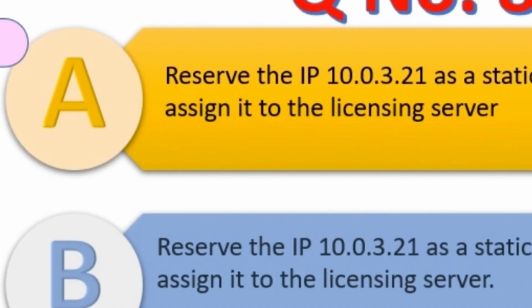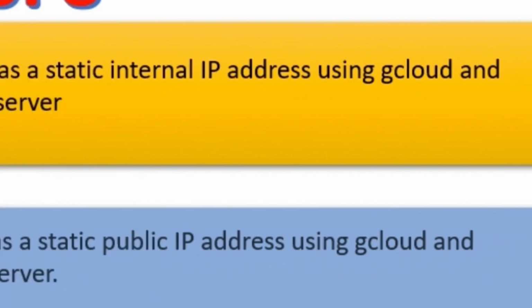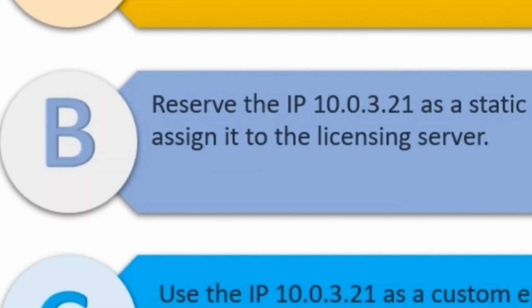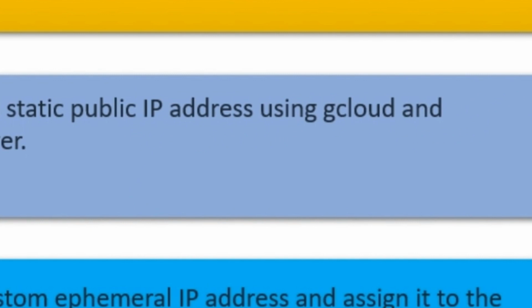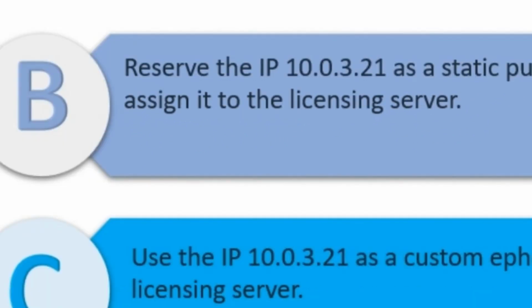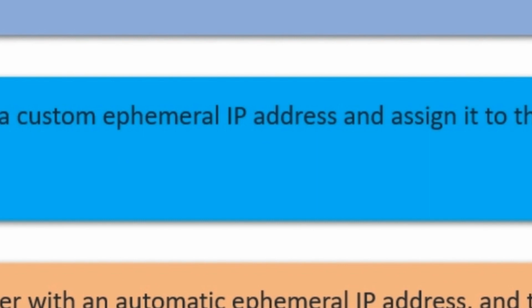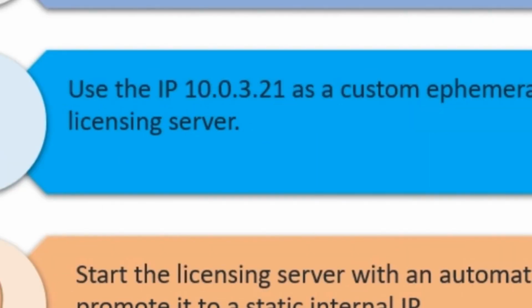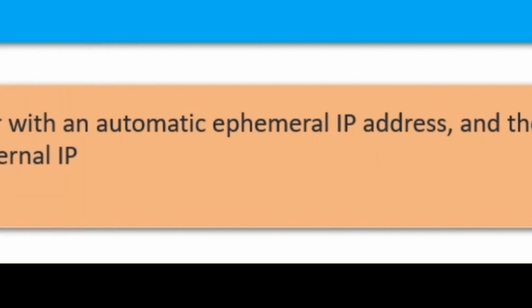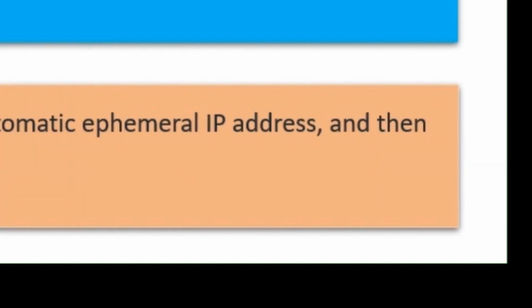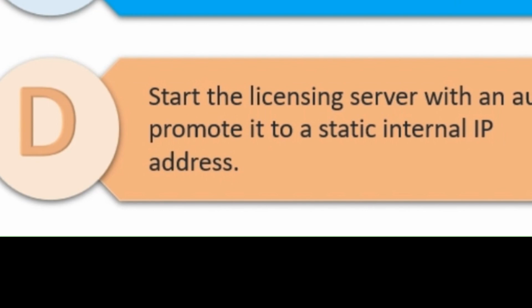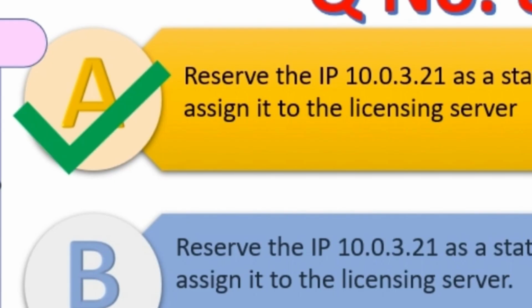A, reserve the IP 10.0.3.21 as a static internal IP address using gcloud and assign it to the licensing server. B, reserve the IP 10.0.3.21 as a static public IP address using gcloud and assign it to the licensing server. C, use the IP 10.0.3.21 as a custom ephemeral IP address and assign it to the licensing server. D, start the licensing server with an automatic ephemeral IP address and then promote it to a static internal IP address. A is the correct answer.